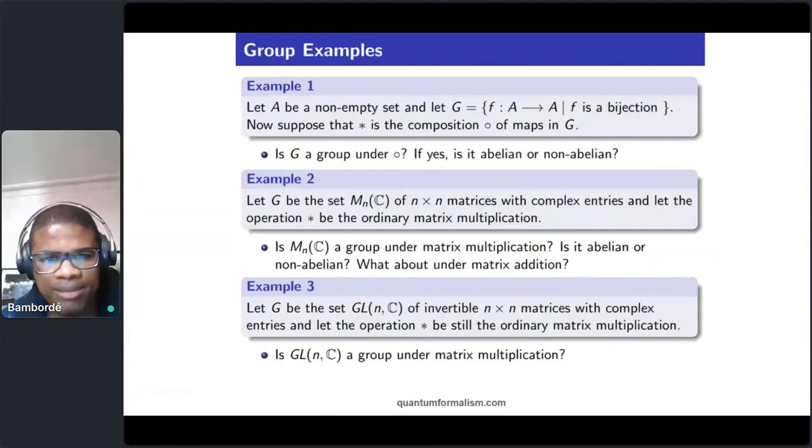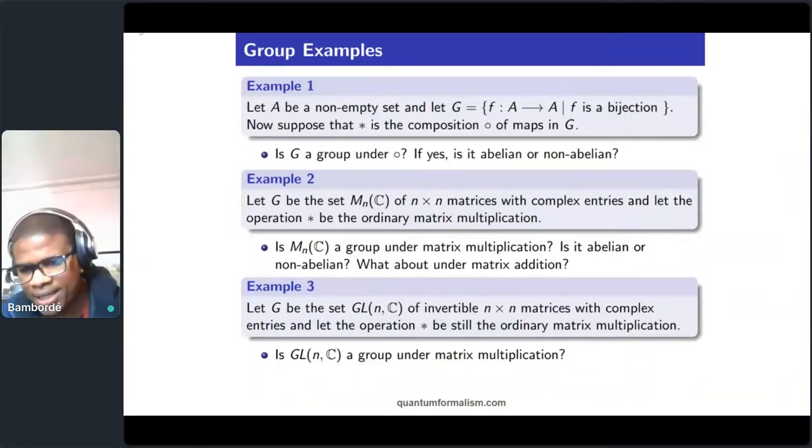Now, let's go through some examples. I hope you're still with me. I know this is a very simple example for most of you. Suppose we have a non-empty set, and suppose that G is the set of all bijections. This actually has a name that we will use in the next section, the symmetric group of the set, the group of symmetries of this set. But for now, let's just call it G. G is the set of all bijections, and the star is the composition of maps. Is this a group under composition? The answer is yes. Is it abelian or non-abelian? The answer is non-abelian, because of the composition.